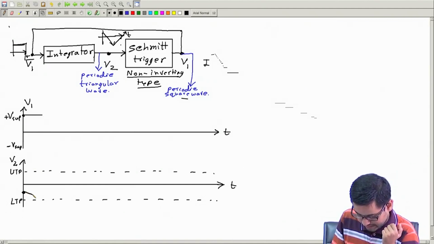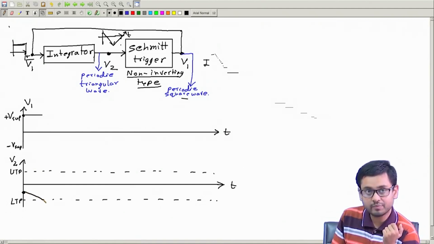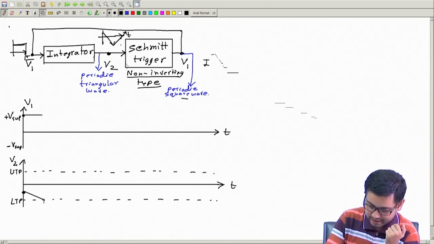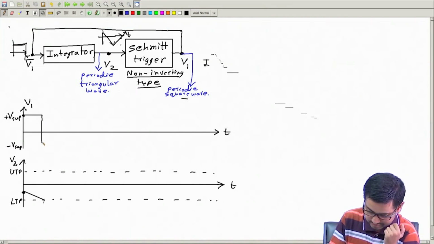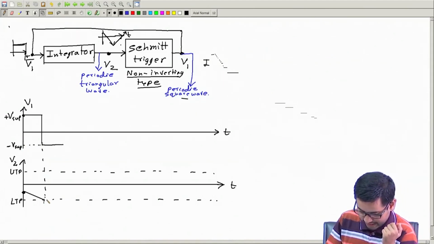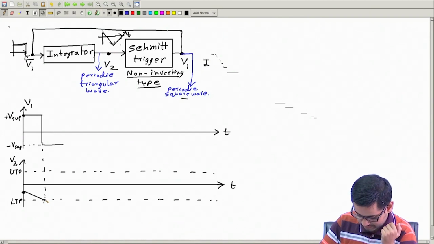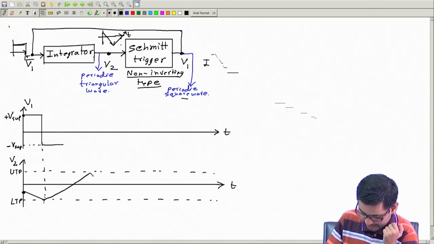The moment it touches this lower trigger point here, so it goes below the lower trigger point, the output will become negative. Then this stays at the negative value, and therefore this is negative which is coming here, so V2 will start to increase, and V2 is increasing like this.